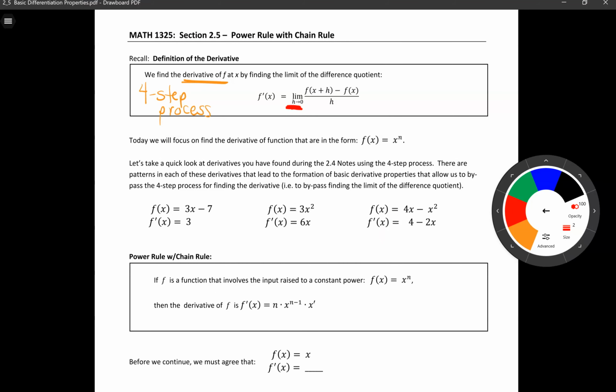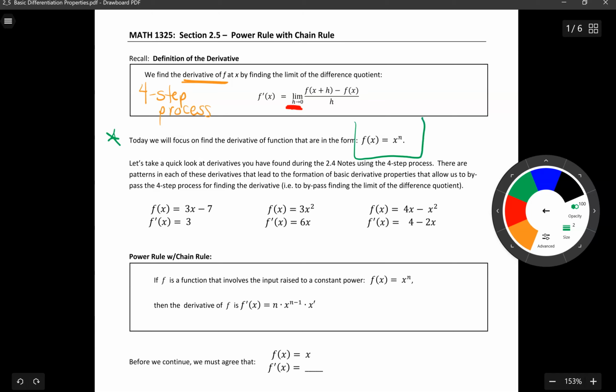Luckily, some mathematicians noticed some patterns, and from those patterns, they generated some rules that help us bypass this 4-step process. So on the test, just heads up, on test 1, I am going to ask you to do the 4-step process one time for one function, and the function will have a quadratic in it, like an x squared. I will ask you to find the derivative using the 4-step process one time, and that's it. Every other time you can use the rule I'm about to show you. And then for test 2, we're going to learn a whole other set of rules. But for test 1, we are going to focus on power functions.